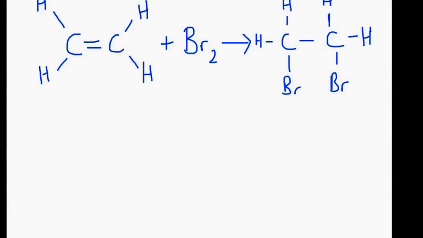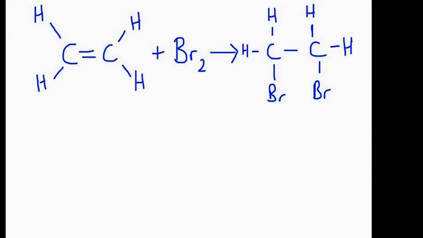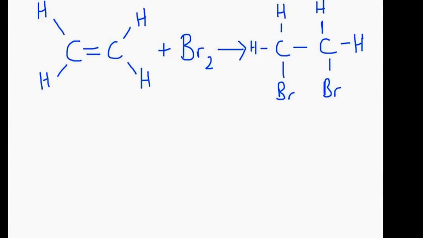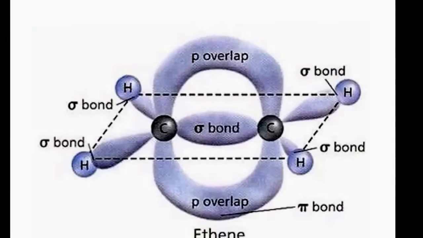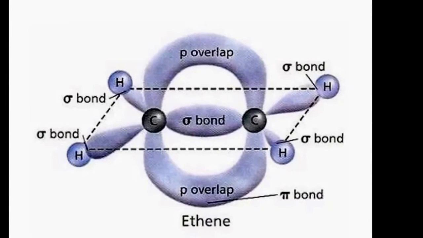The first addition reaction that we'll look at is the addition of bromine to a simple alkene such as ethene. And here we can see we form one product, which is 1,2-dibromoethane. So why does this reaction happen, and why does it happen with alkenes so easily?